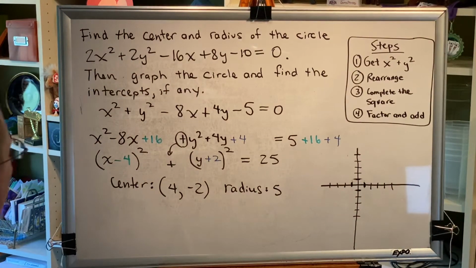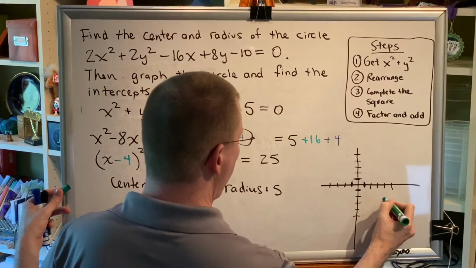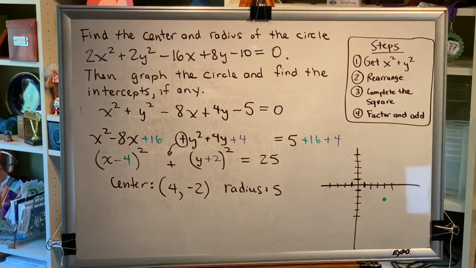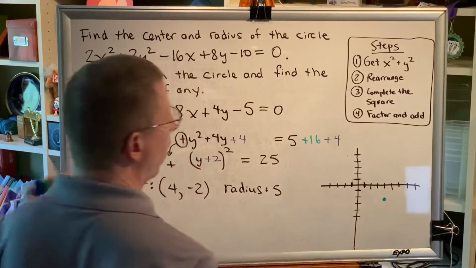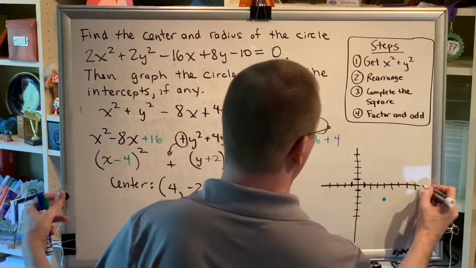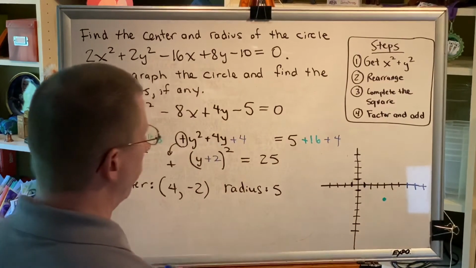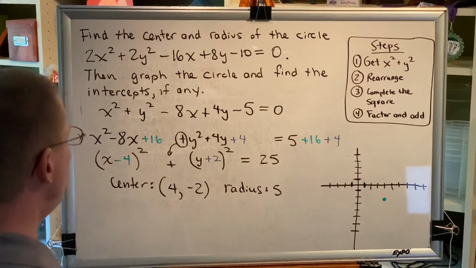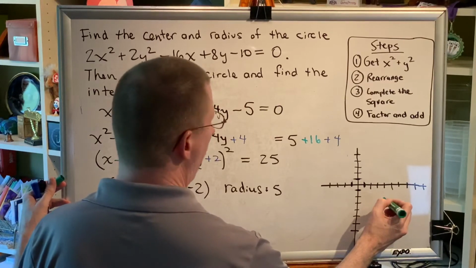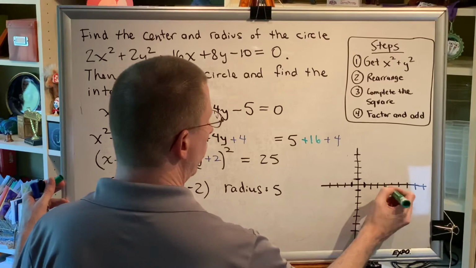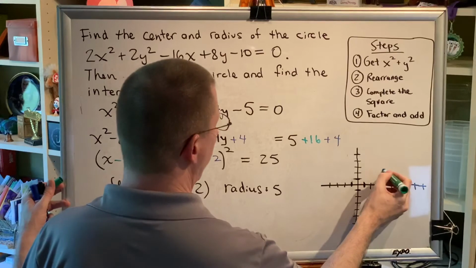Next, plot the center, 4, negative 2. Next, use the radius to go up, down, left, and right 5 spaces to find 4 points on the circle. Okay, first let's go up. I'm placing my marker on the center and then counting the number of steps I move up. 5 steps up. 1, 2, which is sitting on the x-axis, 3, 4, 5.